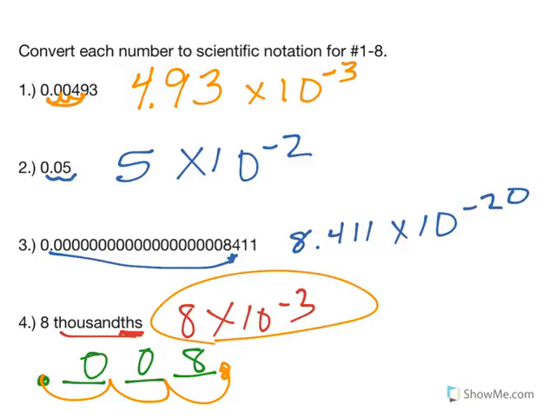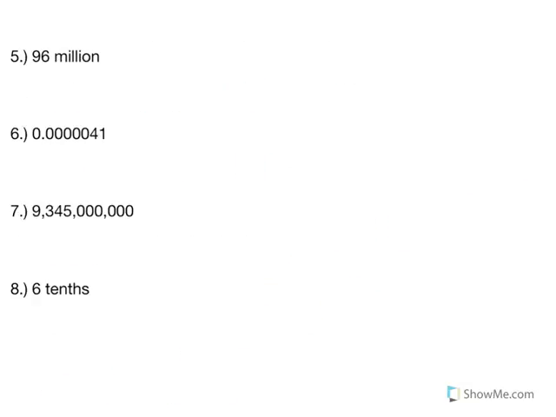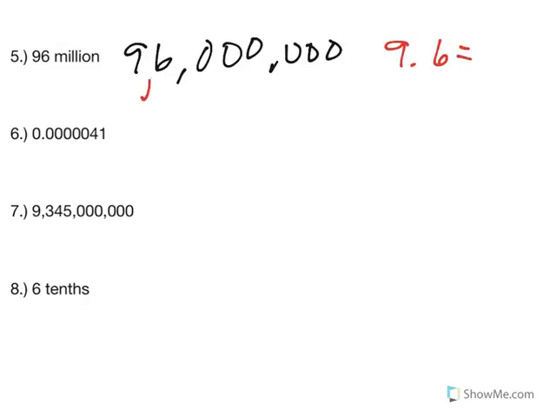Either way, that works. Now in number 5, we have 96 million. Well, million, that's a big number. So 96, 1, 2, 3, 4, 5, 6, and my answer, I want my decimal to be between the 9 and the 6. It starts at the end, 1, 2, 3, 4, 5, 6, 7. So I have 9.6 times 10 to the 7th. Thrown in a positive one just to keep you on your toes.